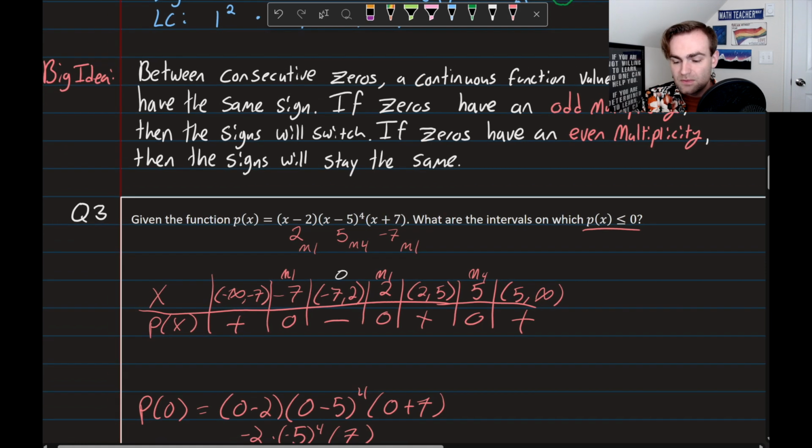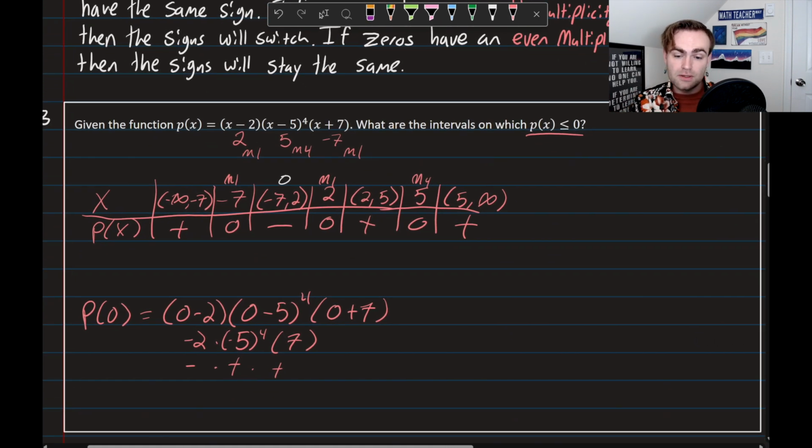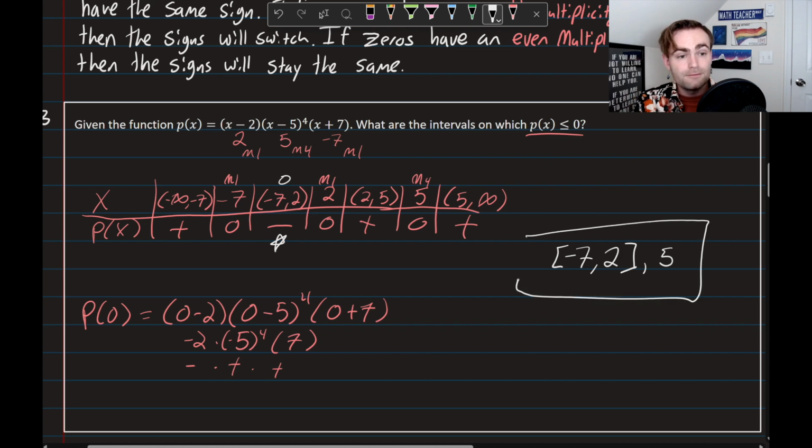So going back to that big idea we discussed before, we didn't answer the question though. Remember, the question asked what are the intervals in which p of x is less than or equal to 0? Well, it's definitely less than or equal to 0 here, right? So we're going to say we want -7 and 2 because it's 0 for both of those, and a lot of people are going to stop. That is because they forget that it's also 0 at 5. So union 5. Or you could put a comma. It really doesn't matter unless your teacher's really particular about notation. This is perfectly fine for me.